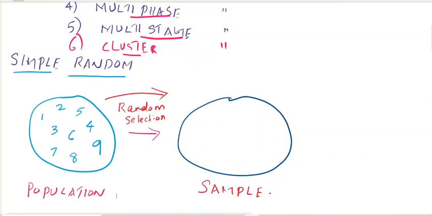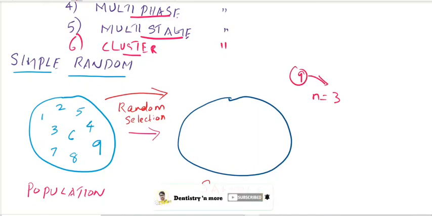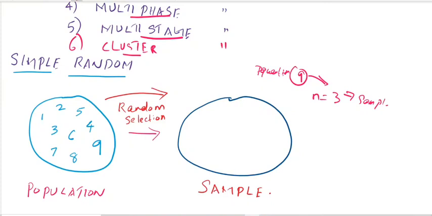So let me take a very small example where we have 9 people and we want to make a sample of 3. Okay, we want to take 3 people from this 9. So this 9 is our population and this 3 is our sample. Okay, so we have 9 participants here. You can see I have numbered them 1 2 3 4 5 6 7 8 9, and what we do is we randomly pick 3 participants.